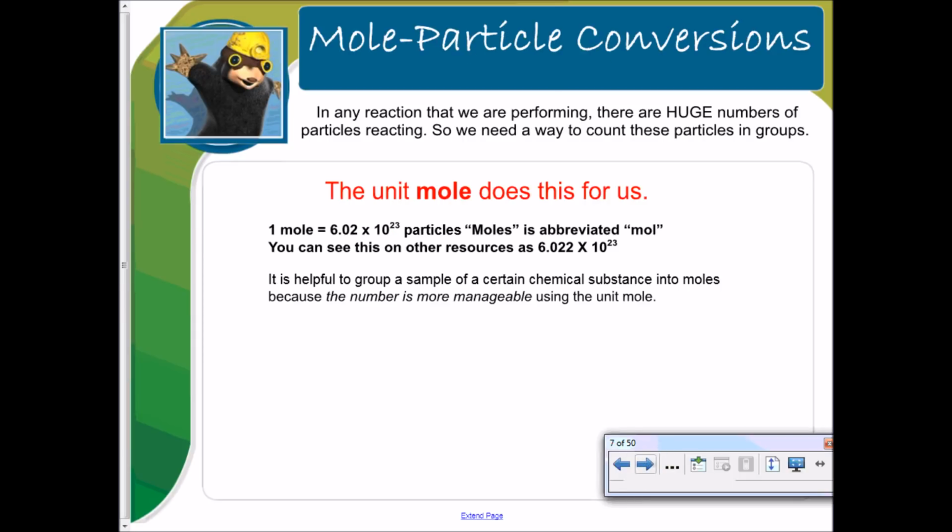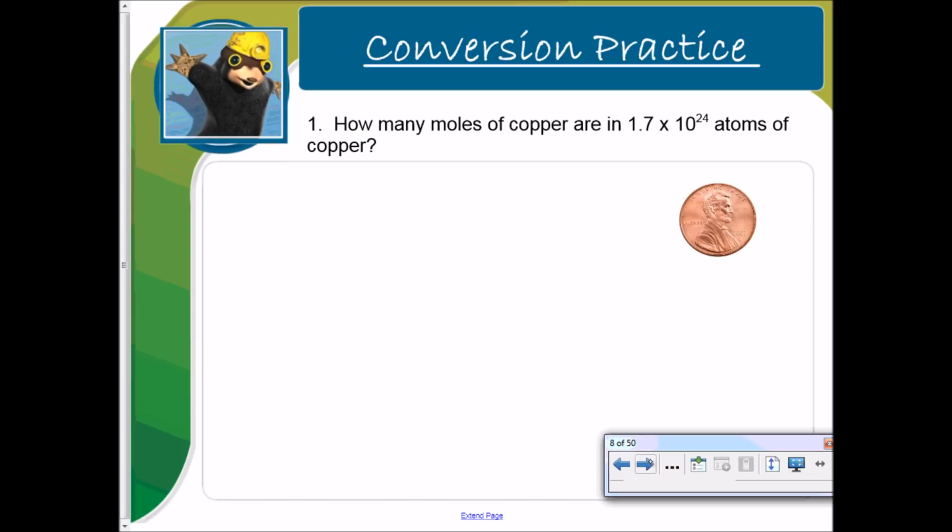In any reaction that we are performing, there are huge numbers of particles reacted, so we need a way to count these, and that's where the mole comes in. We'll use 6.02 times 10 to the 23rd, or you can see it on your other resources as 6.022 times 10 to the 23rd. It wouldn't matter which one of these you use because they're only off by 2,000, so either one of those is acceptable. Since the substances are so small, it's helpful to group them in numbers that are more manageable, and that's where the unit mole comes in. So let's work some problems.